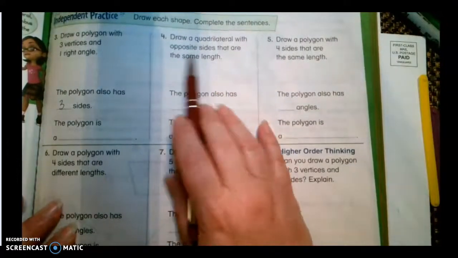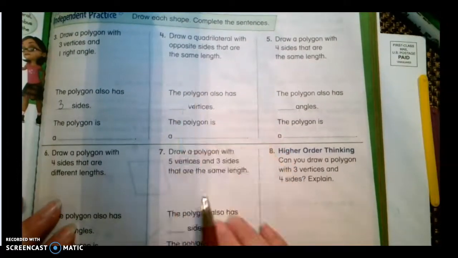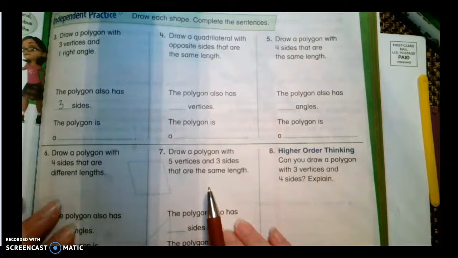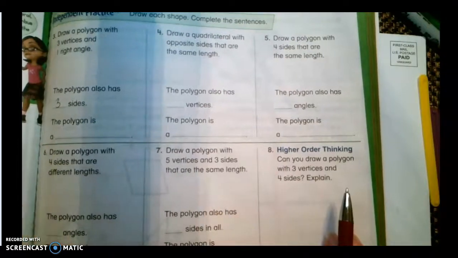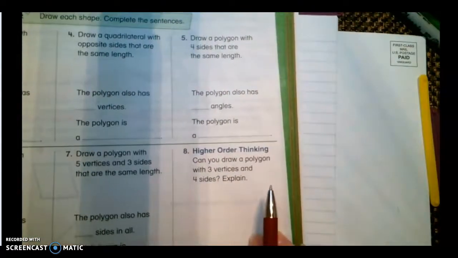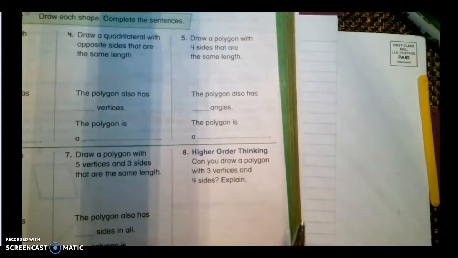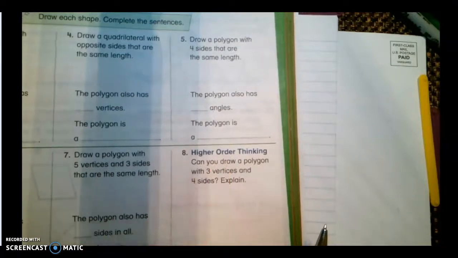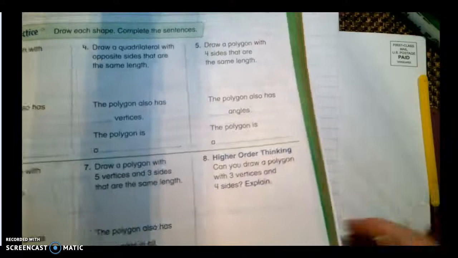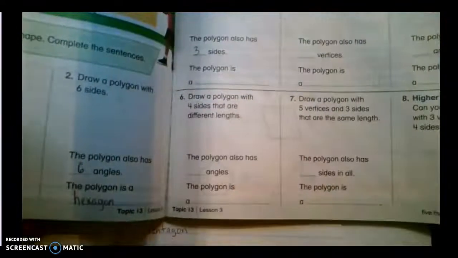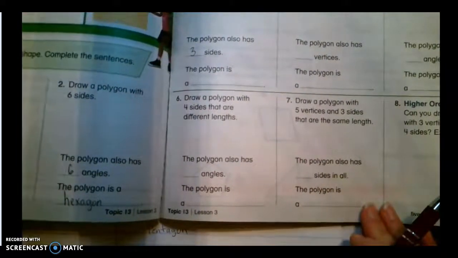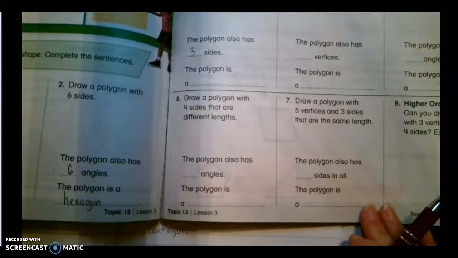But this has opposite sides that are the same length. We have a couple of options there. Number 5, draw a polygon with 4 sides that are all the same length. The polygon also has how many angles? And what's that called? Number 6, draw a polygon with 4 sides that are different lengths.